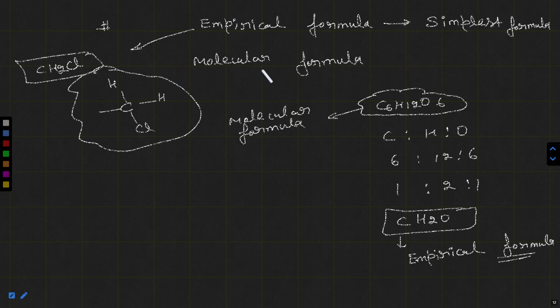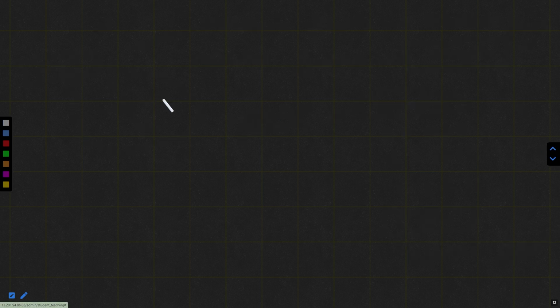If I go with the molecular formula of this particular empirical formula, we found C2H4Cl2. You can make multiple structures with C2H4Cl2, but I'm not going into the structure part. I'm just saying what the relationship is between molecular formula and empirical formula. You can see, if I multiply the simplest formula with a number, you will get the molecular formula. The simplest formula is the empirical formula.